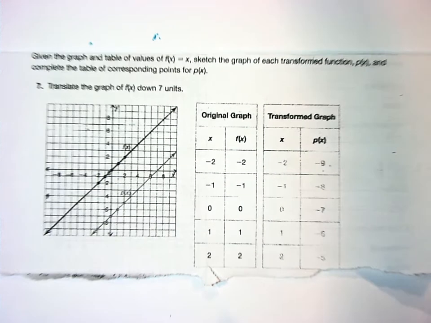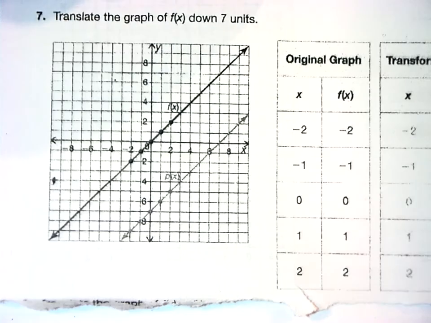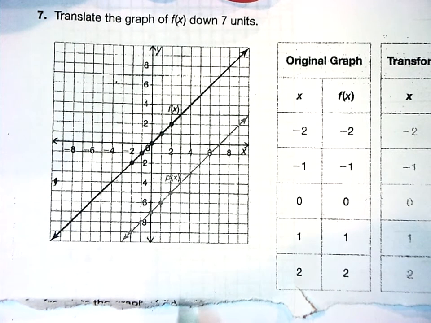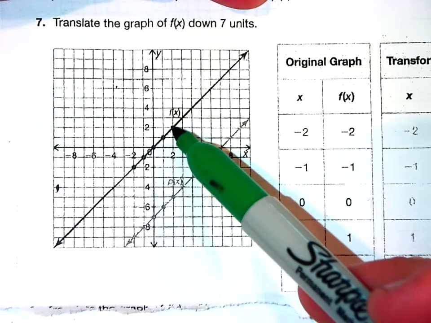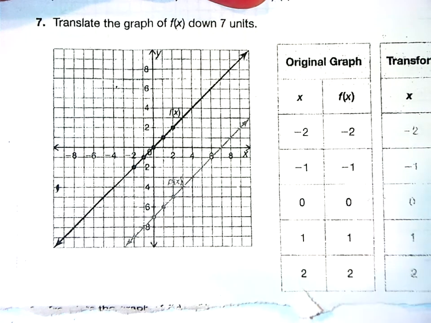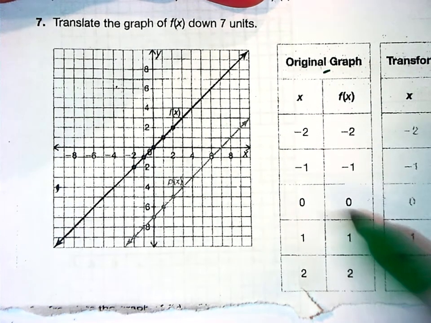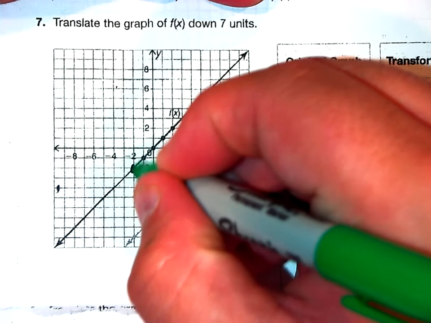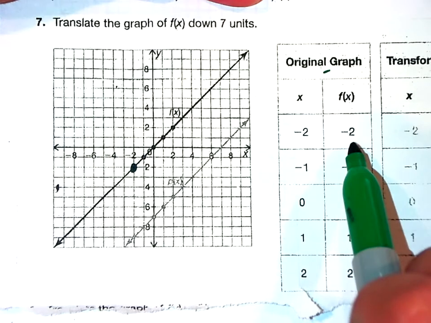But first, before we start moving things around, let's actually analyze this function and look at the graph and the table given. If you take a look at this graph here, you can see it's got 1, 2, 3, 4, 5 points dotted on that line, on the graph of f of x. And then over here it has the original graph table. These are those 5 points. So this point right here is going to be the point -2, -2.